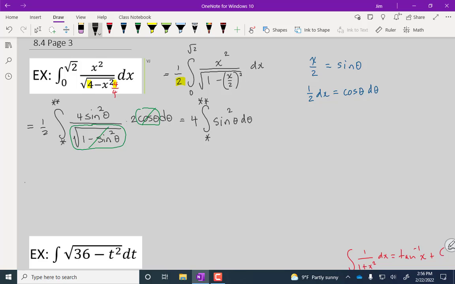So then we use our power reduction identity. We replace sine squared with what it's equal to over there. So 1 minus cosine of 2 theta. And the cancellation of 2 out in front will give us a 2. We can integrate. We get theta minus sine of 2 theta over 2. And the star limit still.